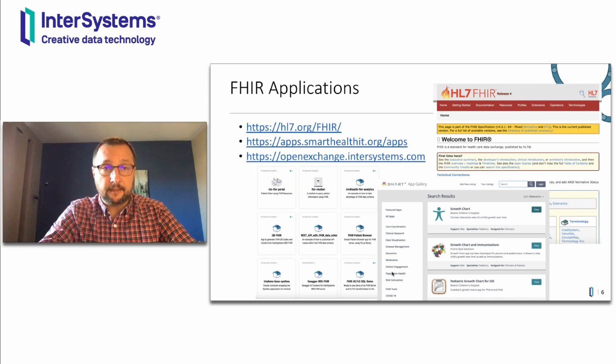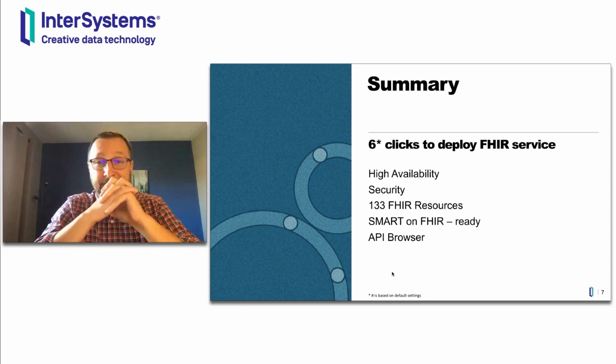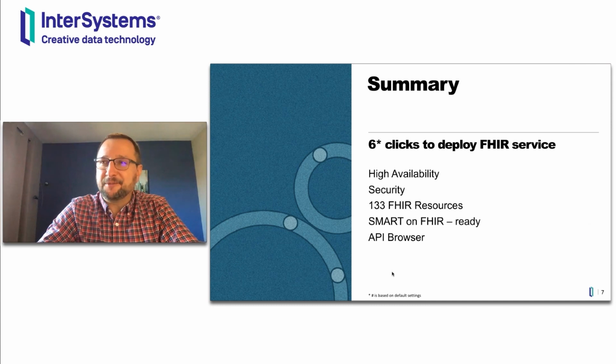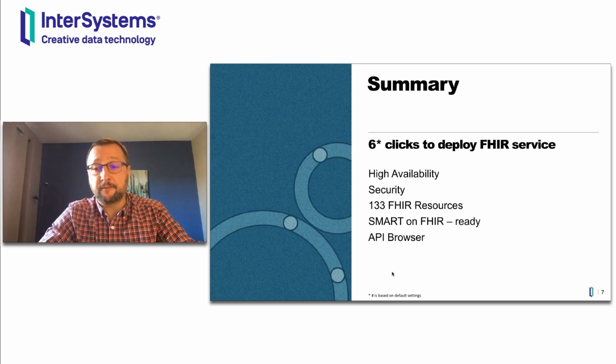So to summarize what we just did, we did exactly 6 clicks, and there's a little fine print in there if you are curious. It's based on the default number of clicks. If you accept all the defaults; if it's a deviation from default, it's probably a little bit more. But in 6 clicks, you get the FHIR service with all 133 resources, high availability across 2 availability zones, full security, auditing, compliance, encryption, and so on. You get a system that is ready to run your SMART on FHIR applications, and you have a quite unique, quite powerful API browser that, frankly, I haven't seen in any other implementation of a FHIR service yet.